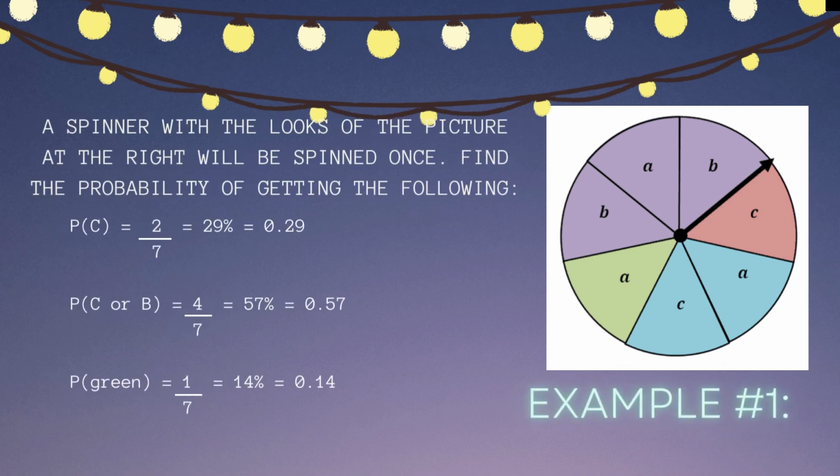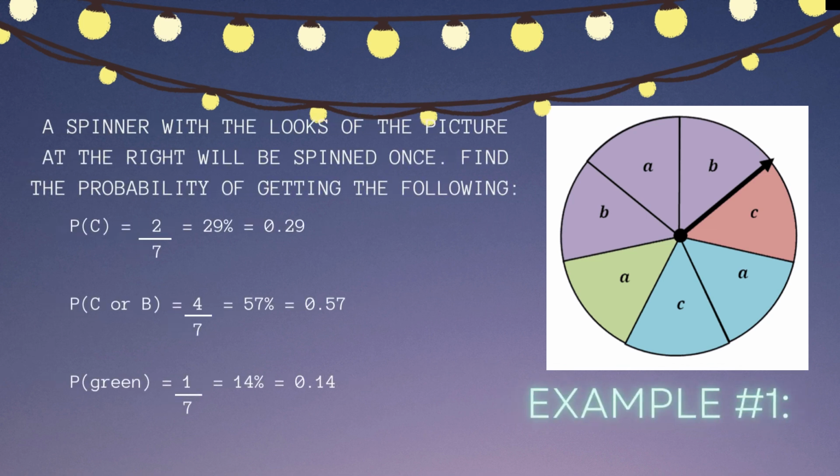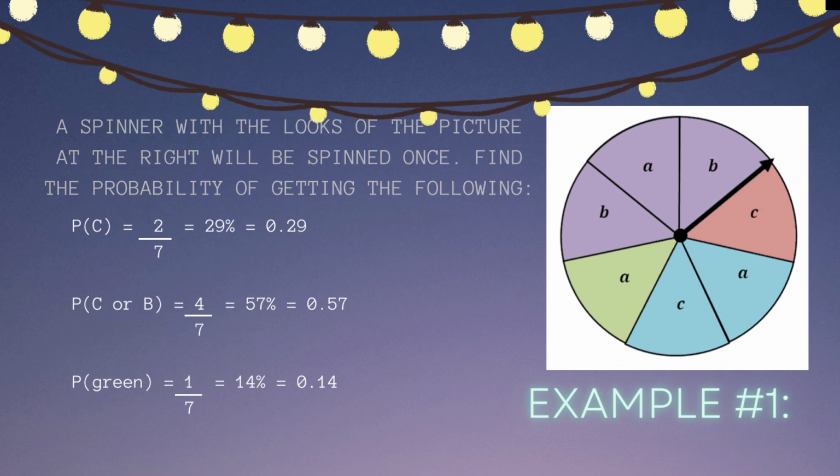Next, the probability of the arrow stopping at either C or B is equal to 4 over 7, since there are 2 letter B's and 2 letter C's. Therefore, you have to add them and get 4 out of 7 possible outcomes. Again, divide 4 by 7, multiply by 100, and get 57%. Lastly, the probability of getting the color green out of the spinner is 1 out of 7. Divide them, multiply by 100, and get 14%.